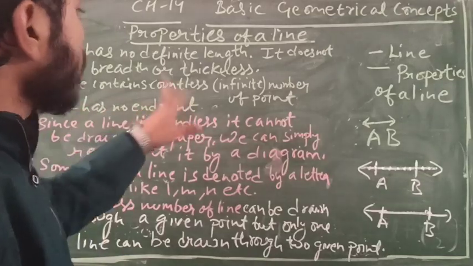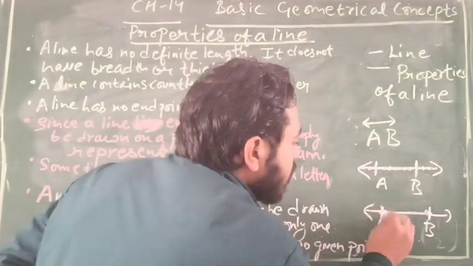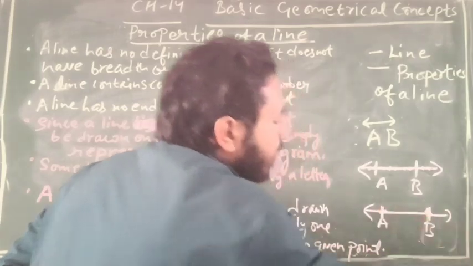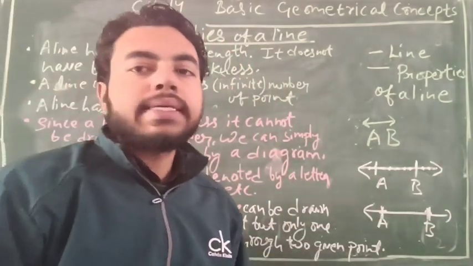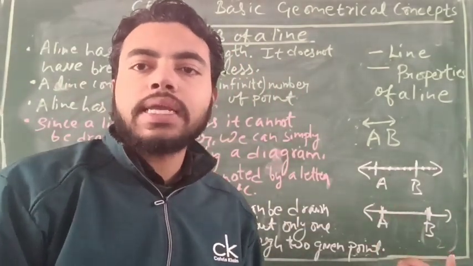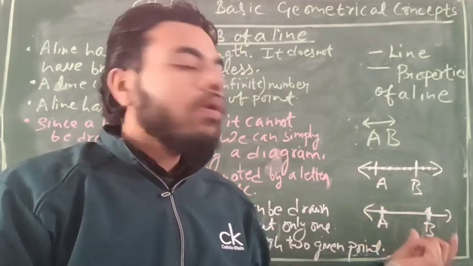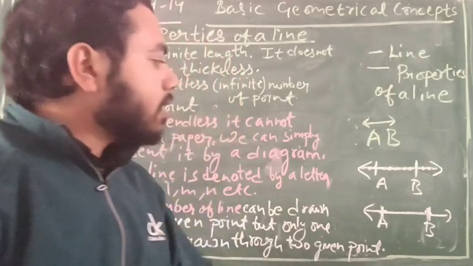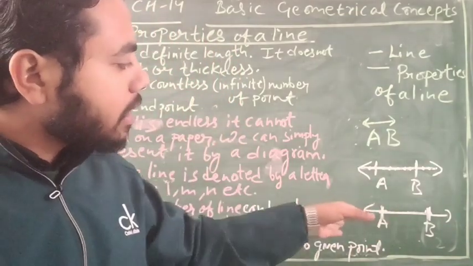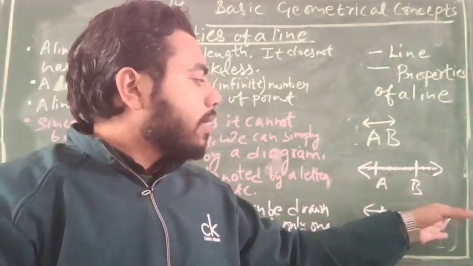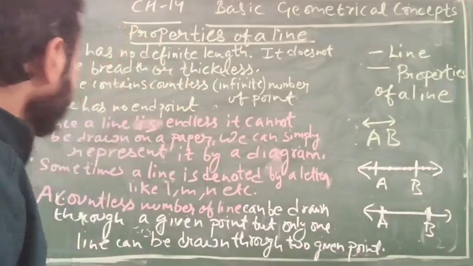A line has no end point. It has no end point because it has no definite length. It has infinite length, so it has no end point, because it can be extended in this direction also, and in that direction also.